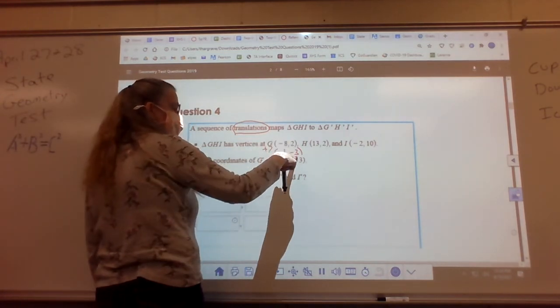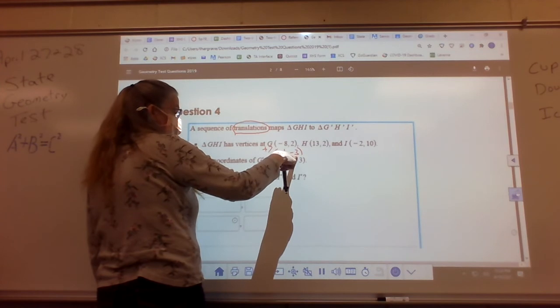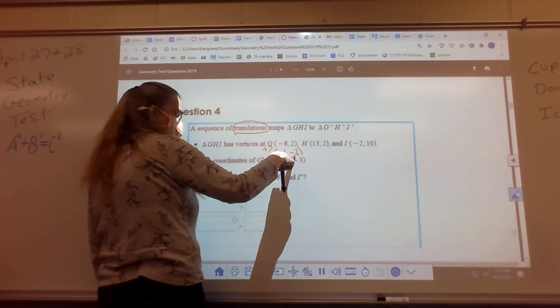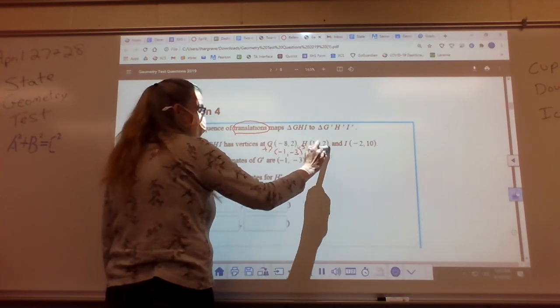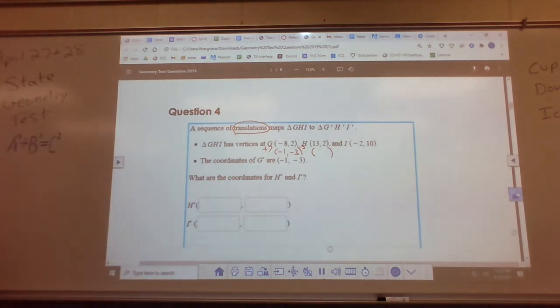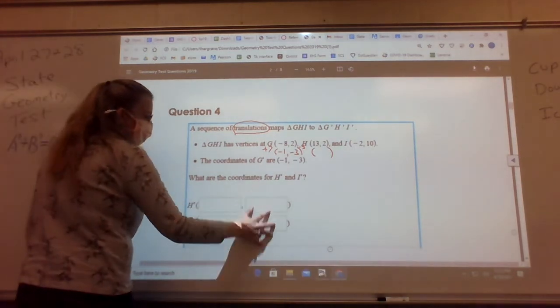The Y, 2, it ended up at -3. How far did they slide it on the Y side, the up down? 2 to -3, 5, and it's actually a down 5. So the X went up 7, the Y went down, or -5. So 7, -5, basically.